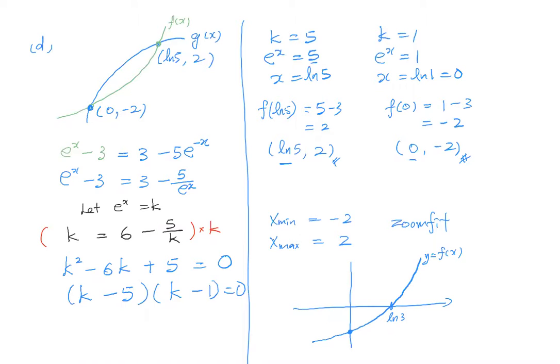I think g(x) should go in this way. And you have to mark the important features here. This point is (ln 5, 2). Okay, this point is (0, -2). You label nicely. This is f(x), this is g(x). If you have a color pencil, you can use a color pencil. Okay?